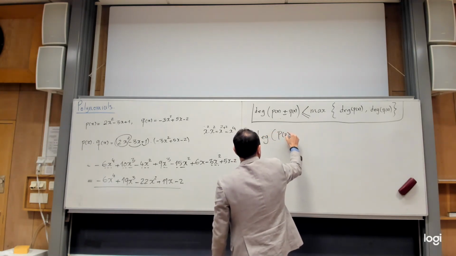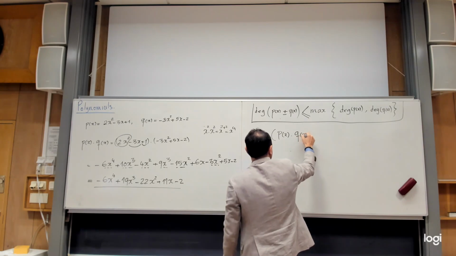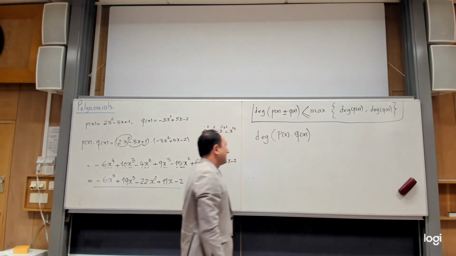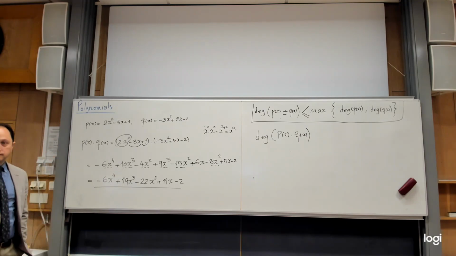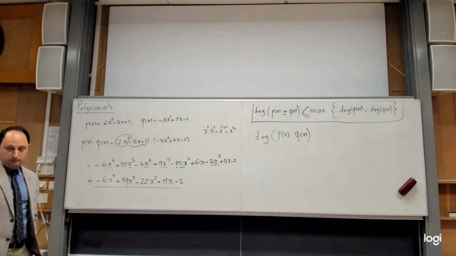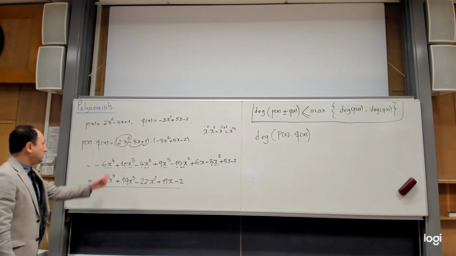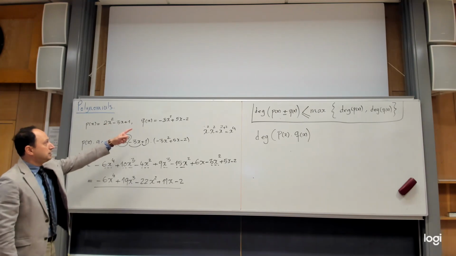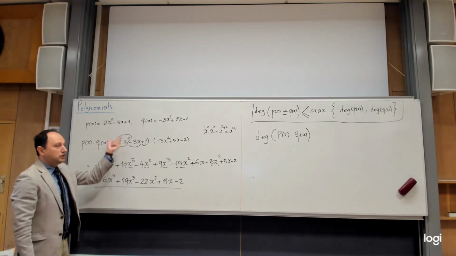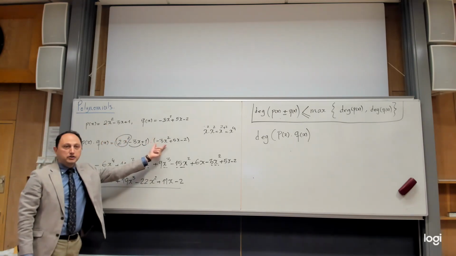P of x multiplied by Q of x. Yes, Rocco? Would it be the degree of the first one plus the degree of the second one? Yeah, this is reasonable, isn't it? So if I ask you what is the degree here, what is that? 2. What's the degree there? It's 2. Because the highest term will be multiplied by the highest term.